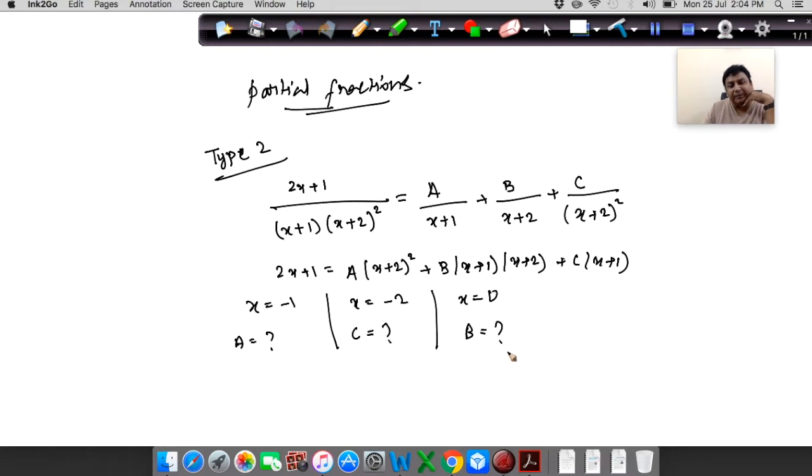Now knowing a, b, c, you substitute back and integrate. While integrating, take care that this is log, but this won't be log. This is 1 upon x plus 2 whole square, so it becomes x plus 2 raised to the power minus 2 to be integrated. So when you get a, b, c, substitute back and integrate each. This is type 2 partial fraction.